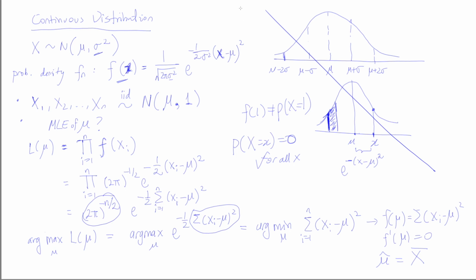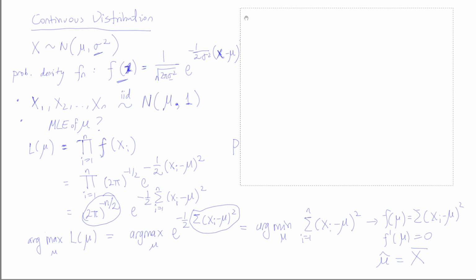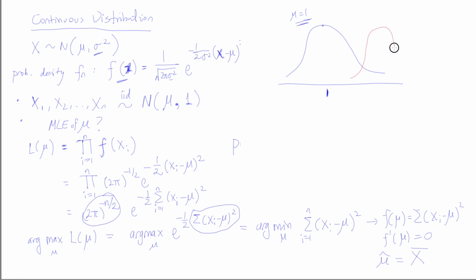let me just erase that. If you think about what we're saying, just imagine that mu is equal to 1. Okay? Imagine the true mu is equal to 1. So you're going to have your Gaussian distribution here like this. This is mu equals to 1. But let's say you have another Gaussian distribution here, which is centered at 3.